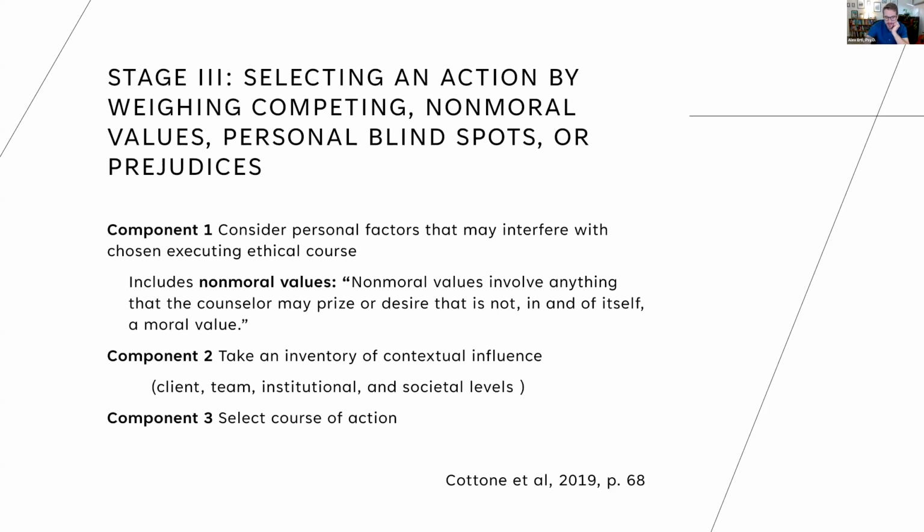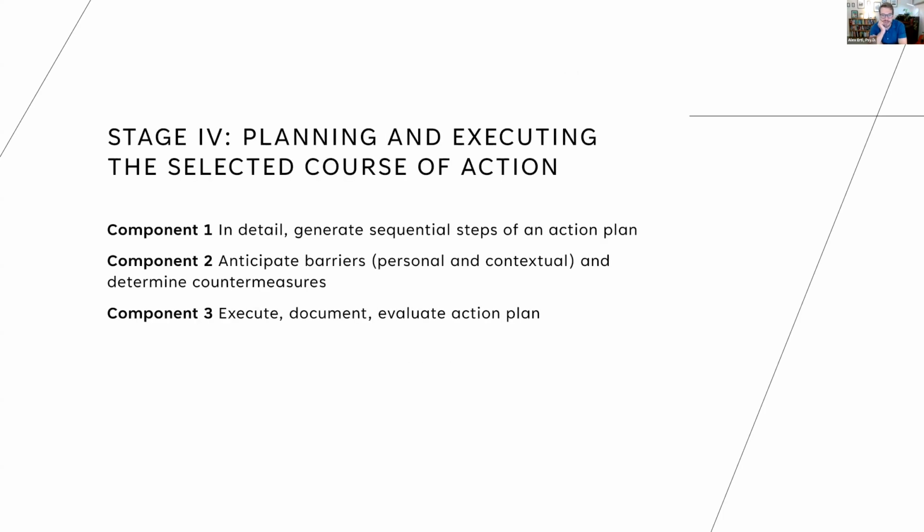But we're not done. We've had 2 times now where we've selected our course of action. This time is a little bit more informed, hey, I've done a really good personal inventory. I think I can choose an action now. Step 4 is planning and executing the selected course of action. So in detail, we need to, at this point, generate sequential steps of an action plan.